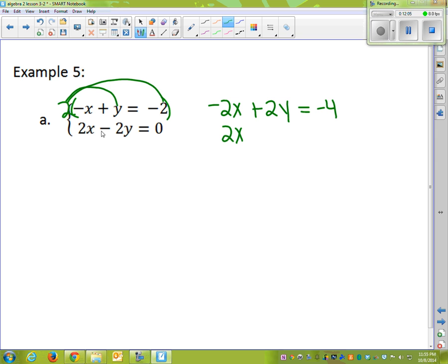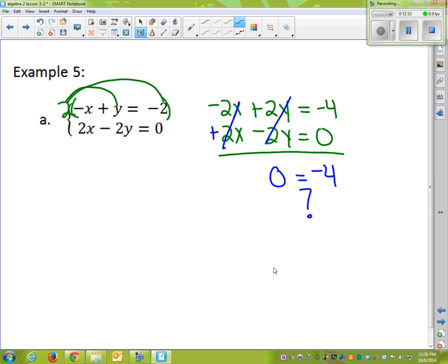My bottom equation was 2x minus 2y equals 0. When I add these together, the x's cancel, but so do the y's. That leaves me with a 0 on the left-hand side. Negative 4 plus 0 is negative 4. My solution is 0 equals negative 4, which doesn't make any sense. This is a case where it's a no solution. It makes no sense. It's no solution.